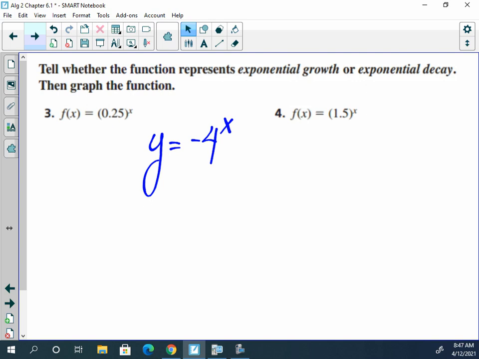It is growth. Because here, b is still greater than 1. Is the negative attached to the 4? Well, it is. It's written in front of it. But what are we taking 4 to the x, yes?